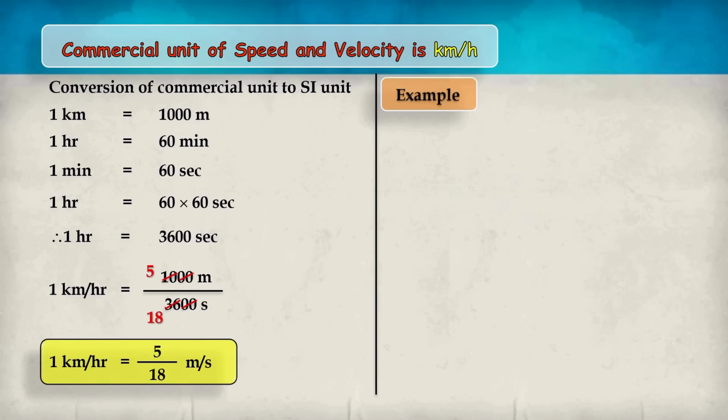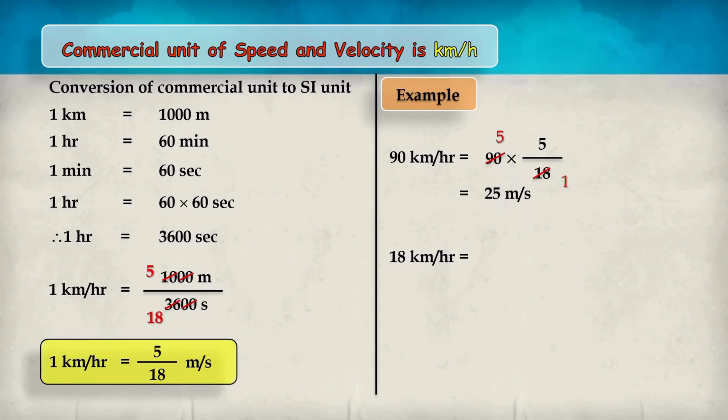First example. 90 kilometers per hour. To convert kilometer per hour to meter per second, we multiply by 5 by 18. So, 90 multiplied by 5 by 18. 18 divides 90 to give 5. So, 5 multiplied by 5 is equal to 25 meters per second. Therefore, 90 kilometers per hour is equal to 25 meters per second.